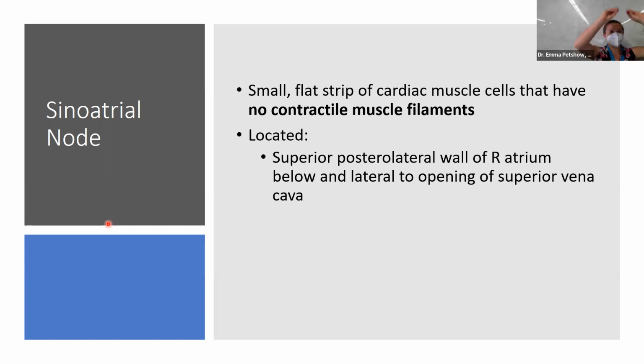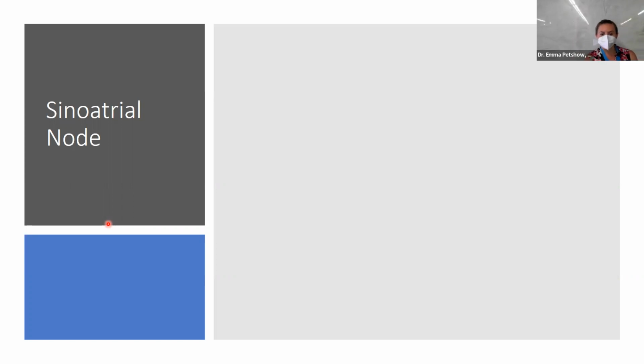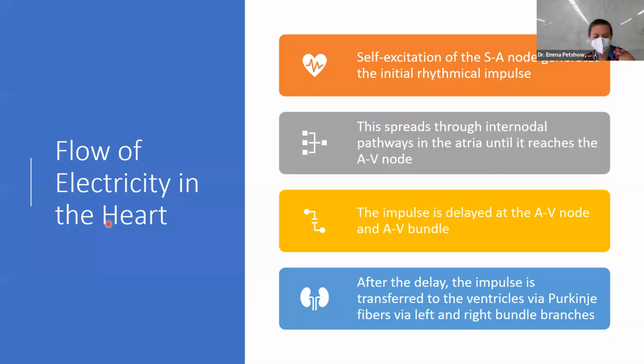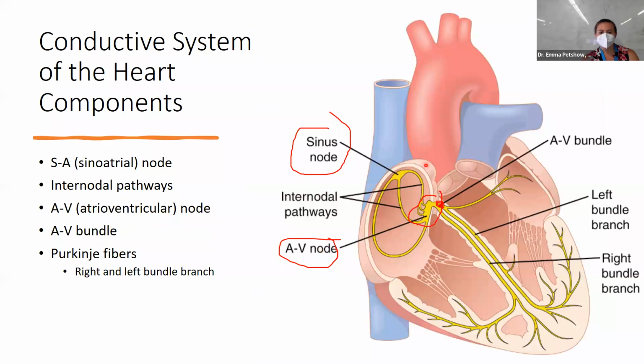It's located superiorly, posterolaterally in the wall of the right atrium. So it's only in the right atrium, not the right and the left. And it's below and lateral to the opening of the superior vena cava. So what does that look like? Siri's thinking I'm talking to her. Right here, we can see the superior vena cava. The SA node is located right next to that opening where the blood is flowing through. It's located right on top. The internodal pathways conduct the signal through the rest of the atrium.